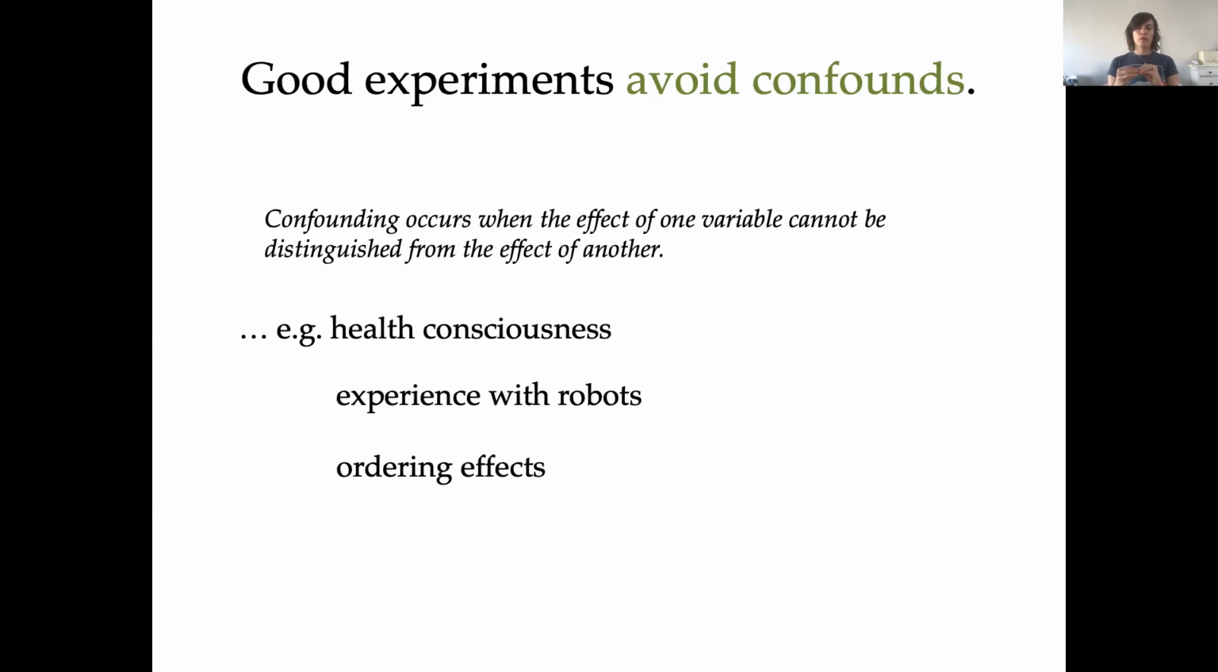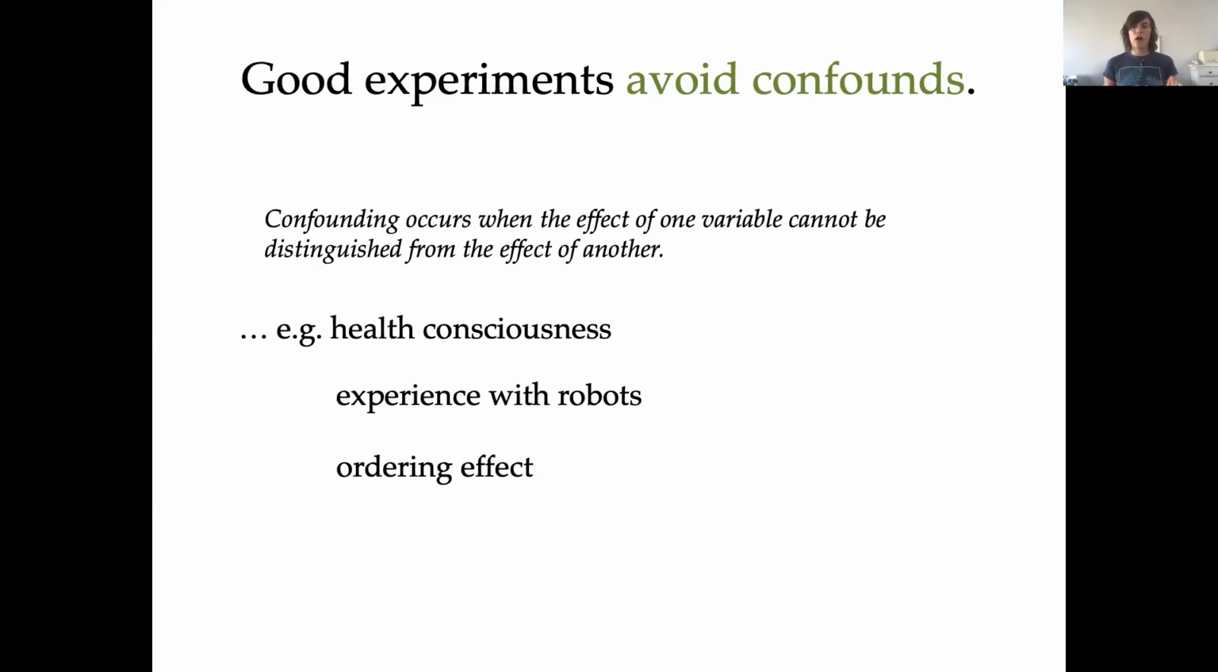So we make sure that we have half the participants in one order, the other half of the participants in the other order, and the generalization of that for more conditions. Okay, so experience with robots, ordering effects.